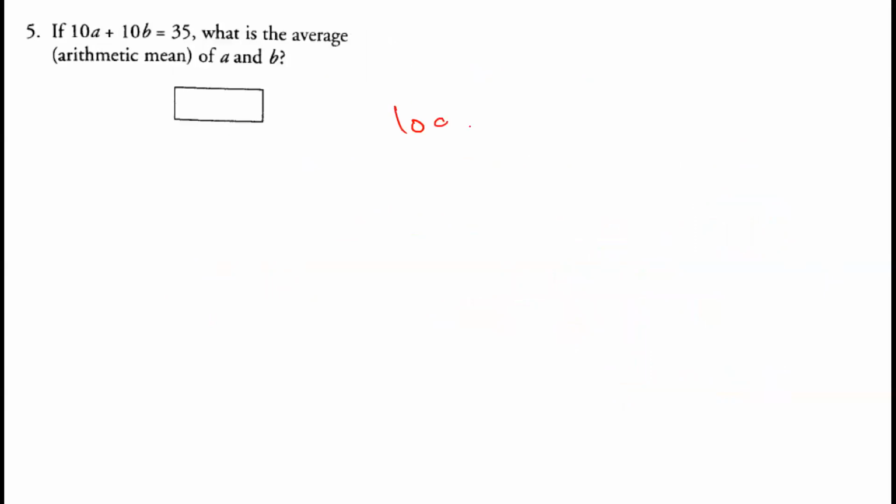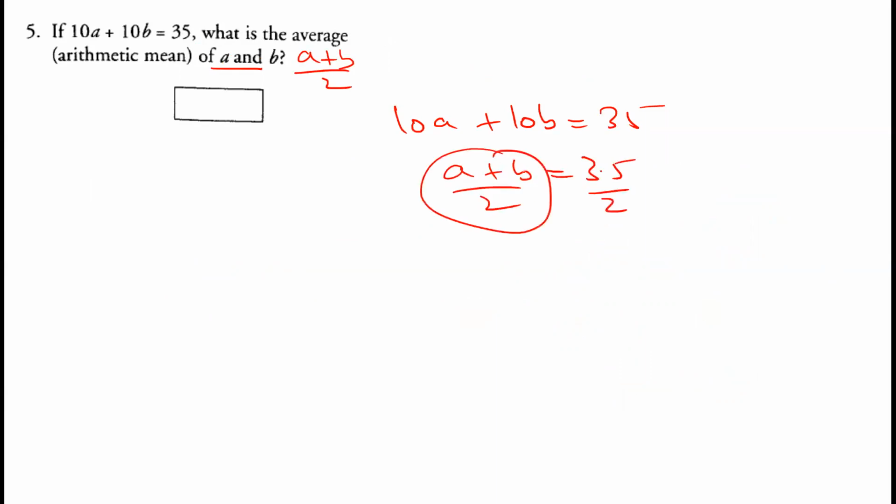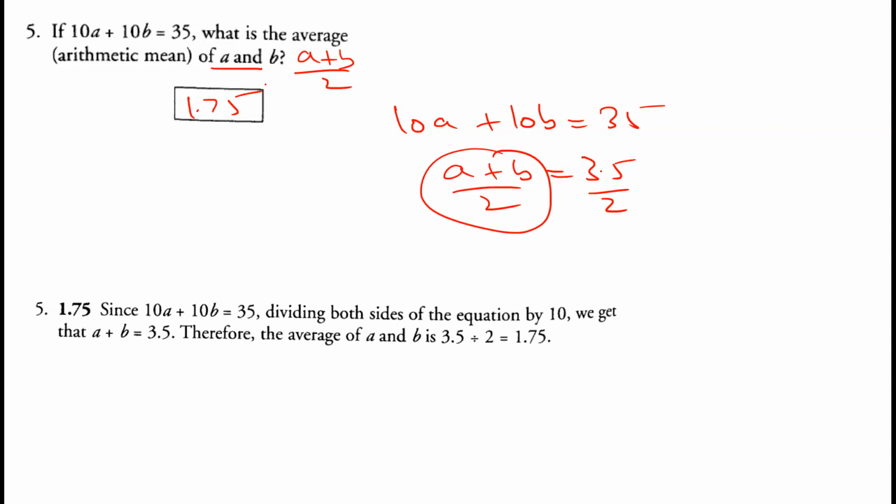Now 10A plus 10B equals 35. So what we need to find out is the average of A and B. So we need to find out this number. So A plus B equals 3.5. If we divide both of them by 2, this is the average. So the average would be 3.5 divided by 2. So 1.75 would be the answer.